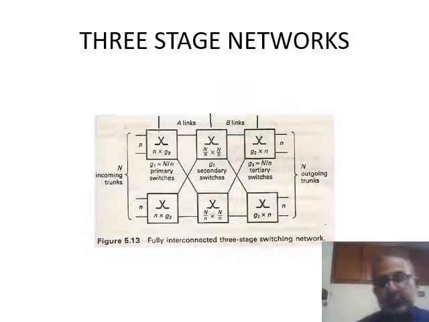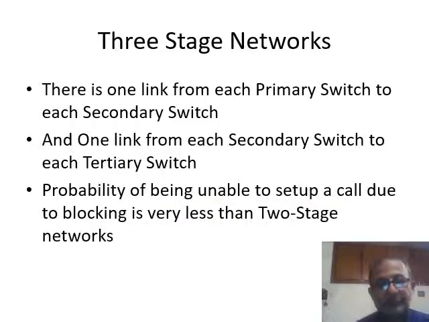Now the question is, what is the number of secondary switches, and how does it affect our system or the performance of our system? As we have already assumed in the two-stage networks, there is one link from each primary switch to each secondary switch, and one link from each secondary switch to each tertiary switch. The probability of being unable to set up a call due to blocking is very less as compared to two-stage networks because we have got an alternate path also.